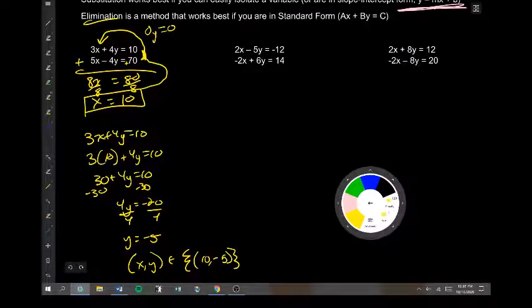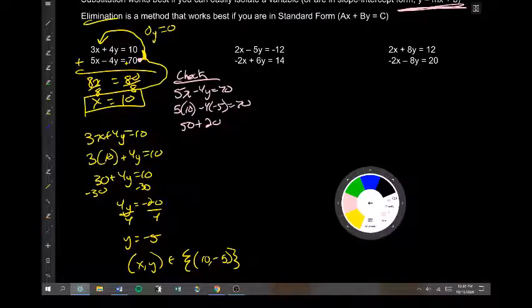I'm going to check that. And when I check that, I check it in the other equation, the equation that I didn't use to find variable y. So I'm going to check it in 5x minus 4y equals 70. X is 10, y is negative 5, 50 plus 20, because negative 4 times negative 5 is positive 20, 50 plus 20 is 70. So 70 equals 70, and it checks. I solved the system, got my solution.